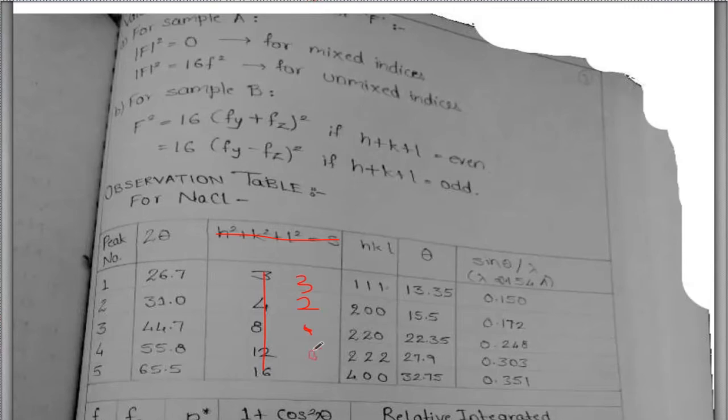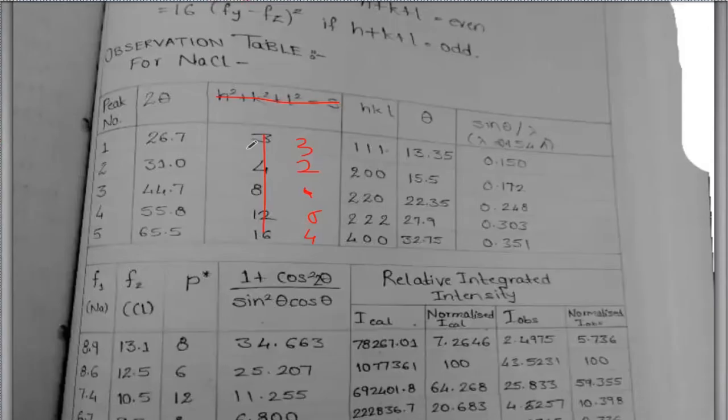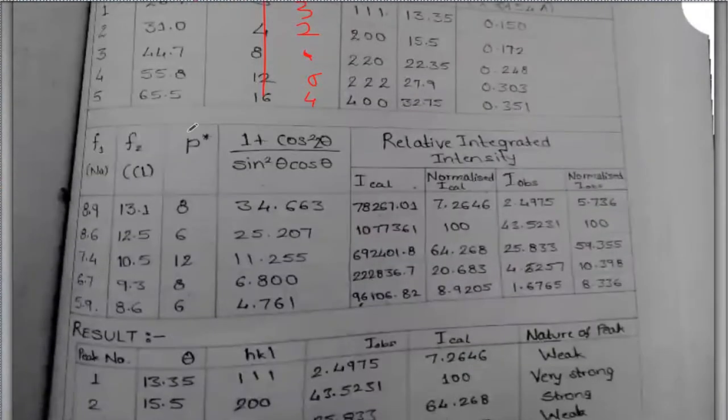And this will be 6. And this is 4. Okay. So you are having H plus K plus L equal to 4 even values, and only for one case you have odd in this particular thing. So 16 (Fy minus Fz) whole square. Fy belongs to sodium and Fz belongs to chlorine. Okay. Sodium, chlorine, multiplicity factor P that I already told you, depending upon the HKL values, 8, 6, 16.